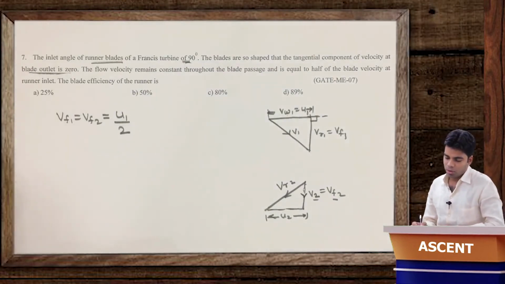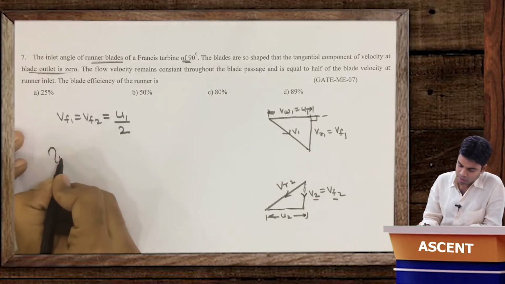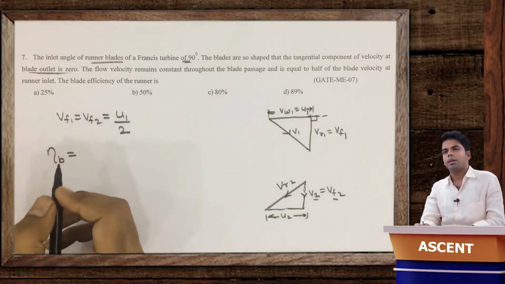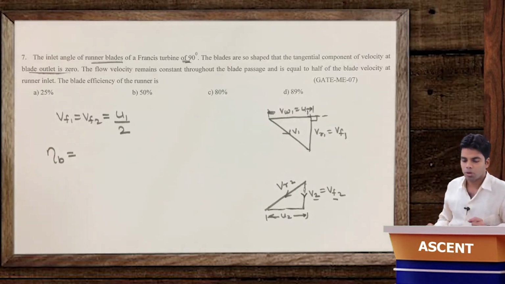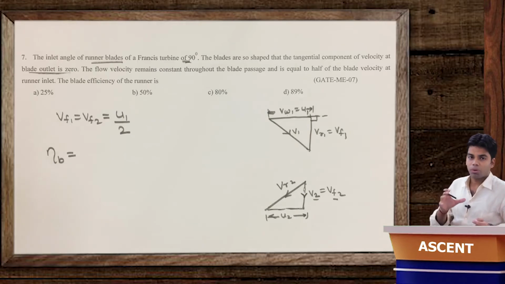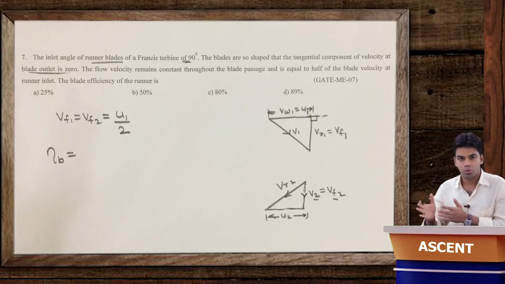Getting this or not? Okay, the blade efficiency of the runner. So what is the blade efficiency? Already I have told you that it is the ratio of output to input of the blade. In the Pelton wheel we defined blade efficiency, if you remember: the output of the blade was equal to the work done, the output of the runner, which was equal to m into (VW1 plus VW2) into U.